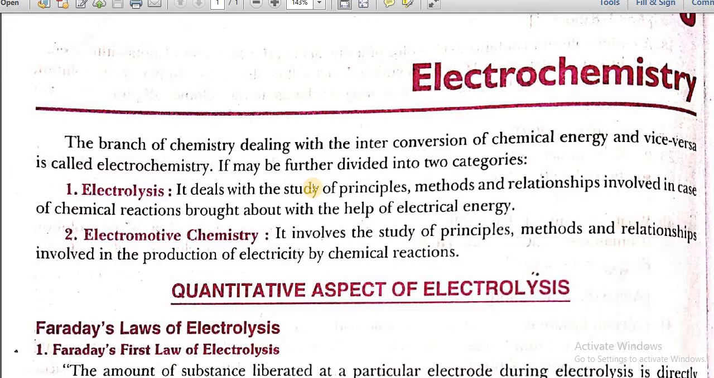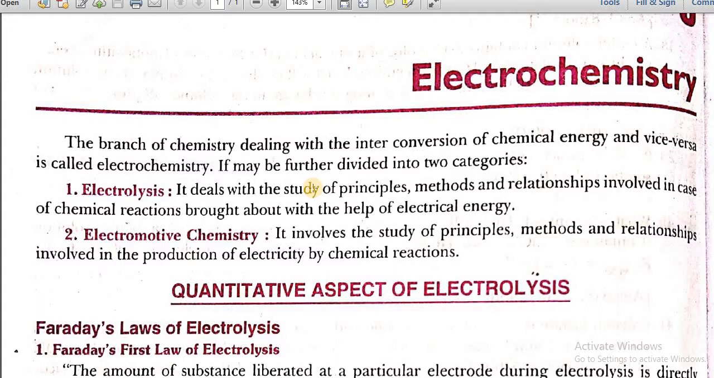Then we'll study about electrolysis, and over here we'll discuss about Faraday's law of electrolysis, first law and second law, and the equation. After that we are going to see the Nernst equation, and based on that we'll be doing the numerical.